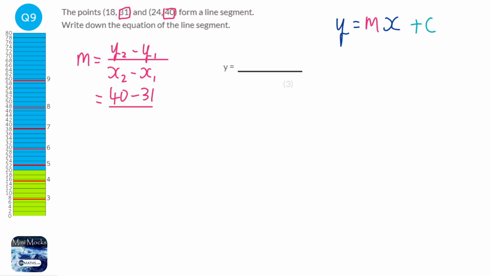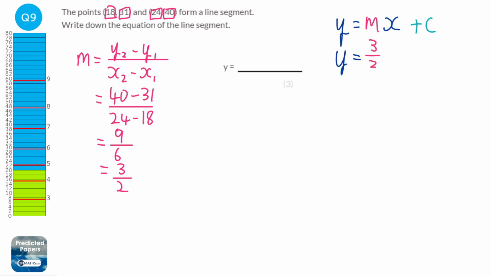And then that's going to be over the x component, so 24 take away 18, which is the x component for the first equation. So it's going to be 9 over 6, which is going to be 3 over 2, because it's just simple cancelling. So we know that m is 3 over 2, so we can write out that that's going to be 3 over 2x. But we still don't know what the y-intercept is.